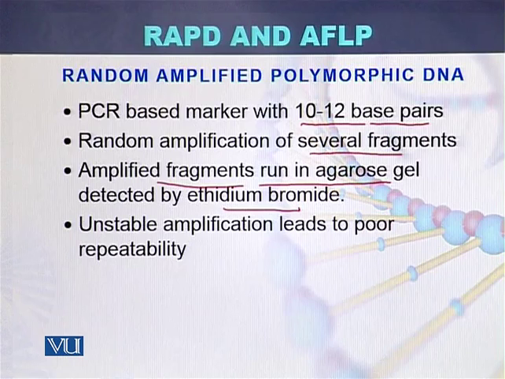Unstable amplification leads to poor repeatability. So in the case of random amplified polymorphic DNA, which is also called RAPD, there are 10 to 12 base pair long markers. With the help of these markers, DNA is amplified and it amplifies several fragments of the DNA. So amplified fragments are run on the agarose gel and they are detected with the help of ethidium bromide. So this technique is called random amplified polymorphic DNA.